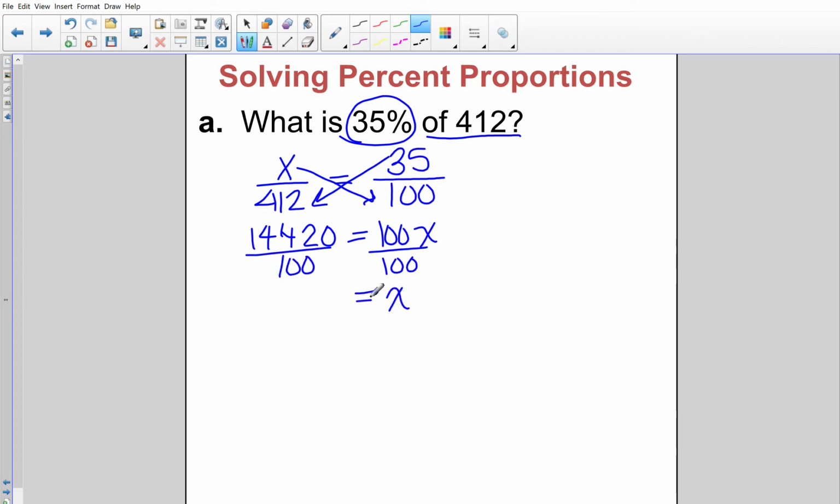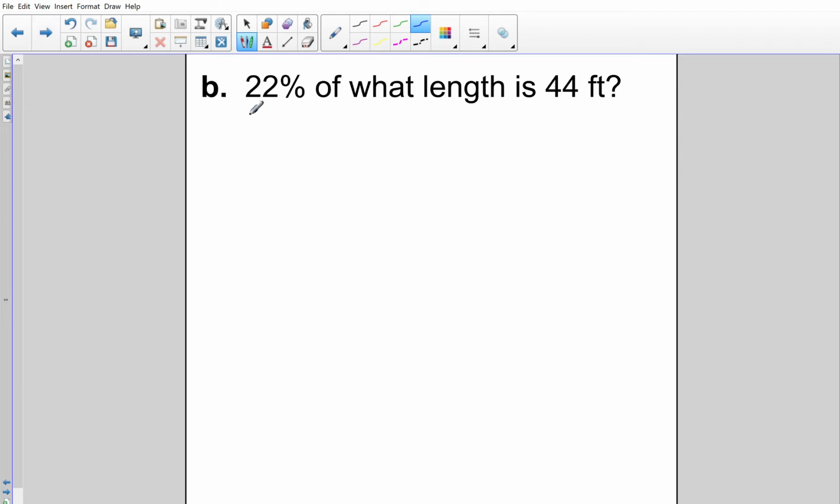And that is going to give me my solution of 144.2. Now, I don't have a label for this because I don't even really know what they're talking about, but if they were to give me a letter, or tell me exactly what we're going to be using, feet, miles, inches, whatever, then I'd be able to label it. So here, 22% of what length is 44 feet?